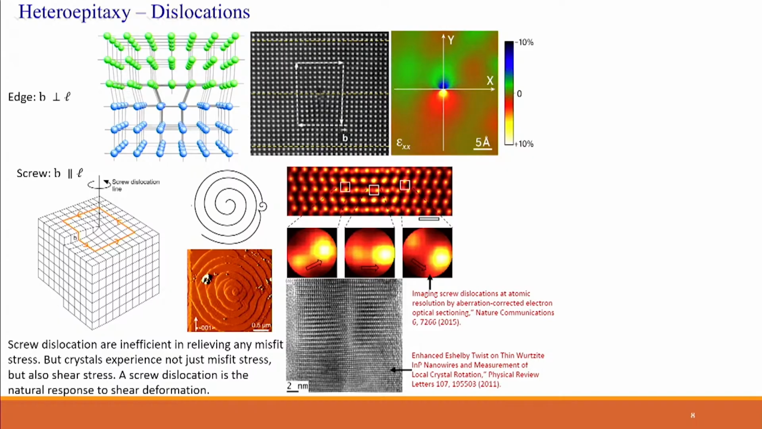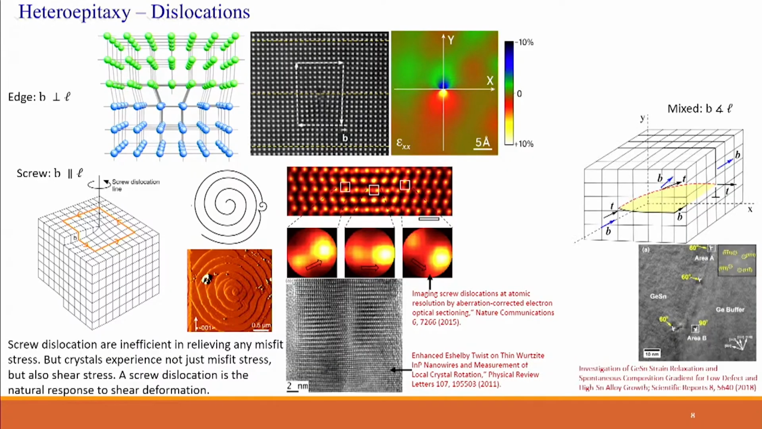But for the systems I'm going to talk about next, Group 4 systems, silicon, silicon germanium, we see plenty of mixed dislocations.